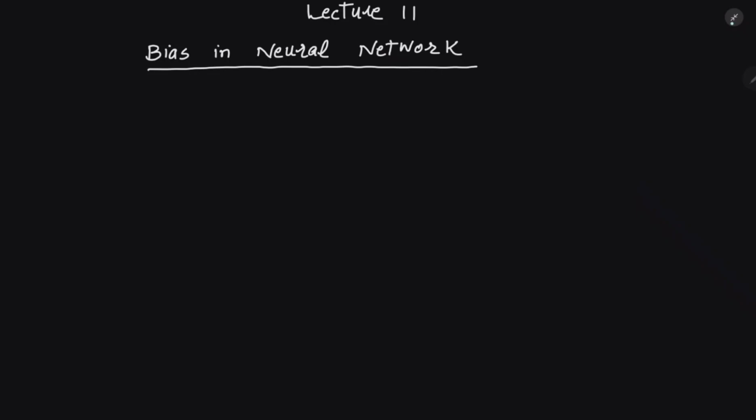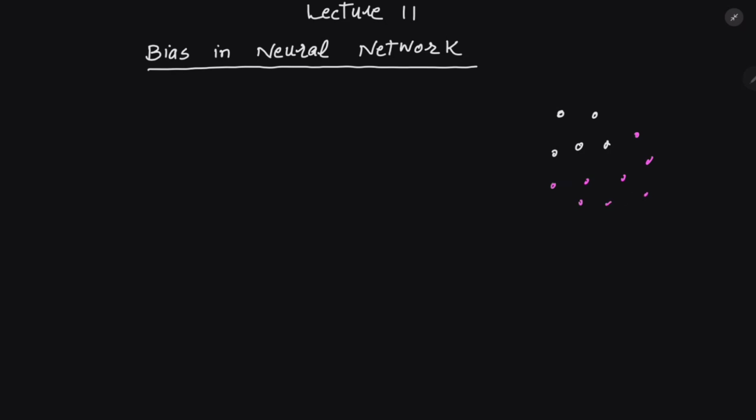In this video, I will talk about why we add bias in neural network. We start with one simple example. Suppose we have data, a very small data, and there are two kinds of data we have over here.